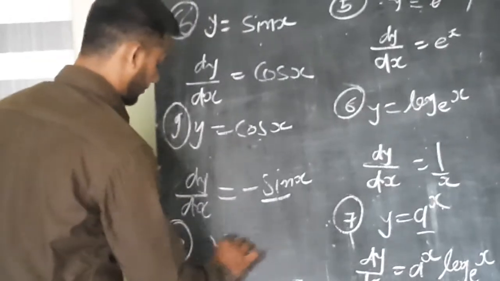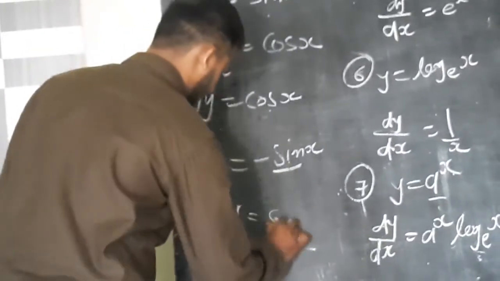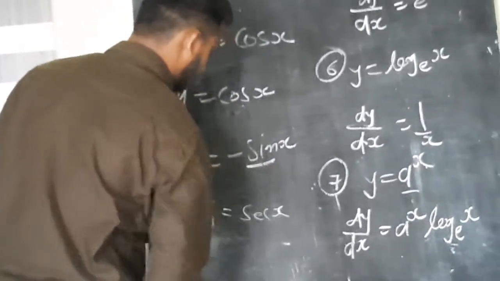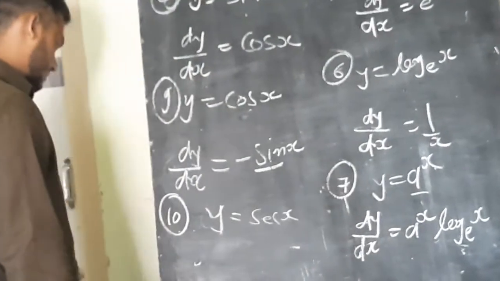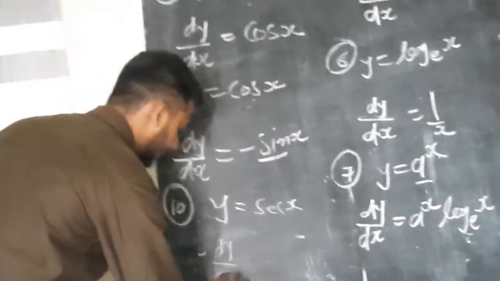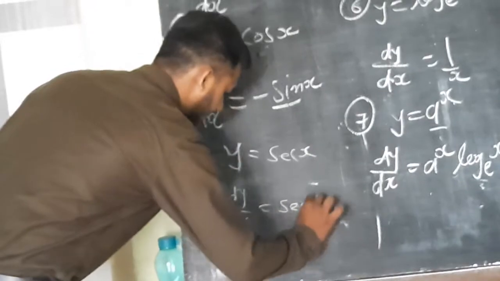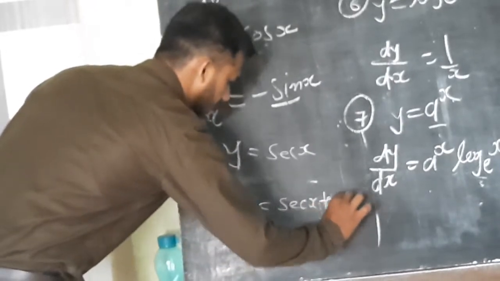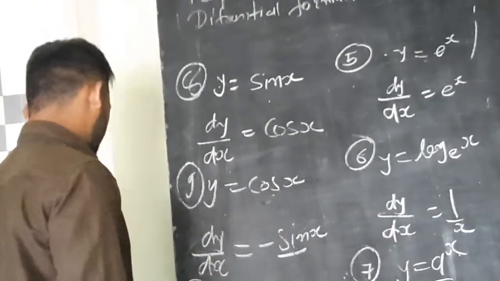Now equation number 10, y is equal to sec x. So what is the derivative of sec x? If we take dy by dx of this value, we get sec x into tan x. Sec x into tan x. Okay, so that is why it is sec x into tan x.